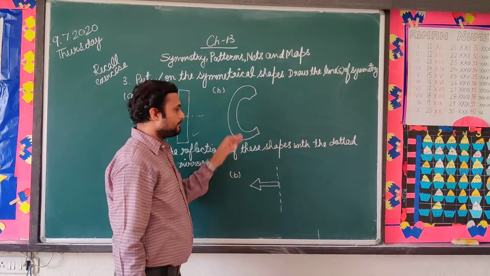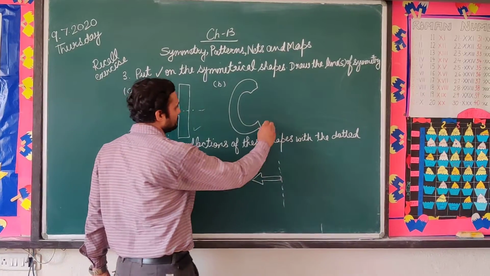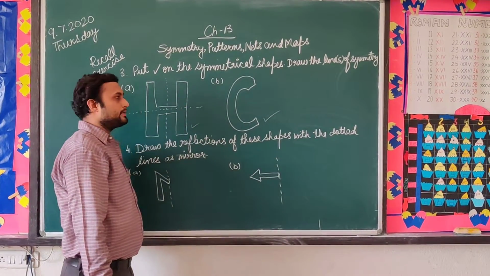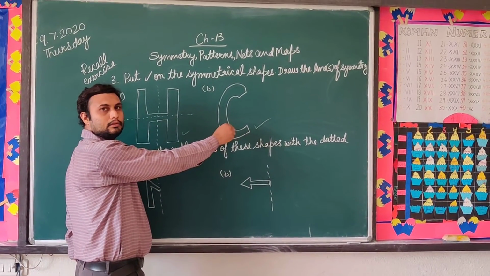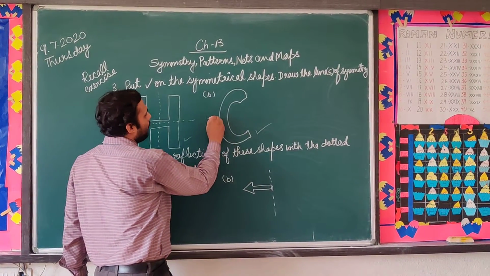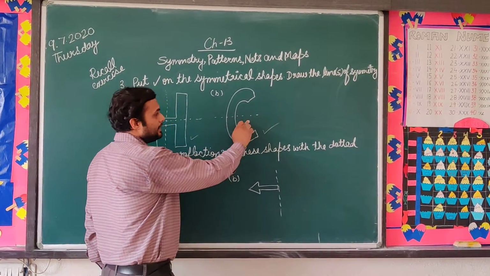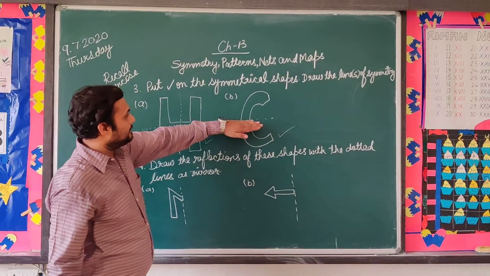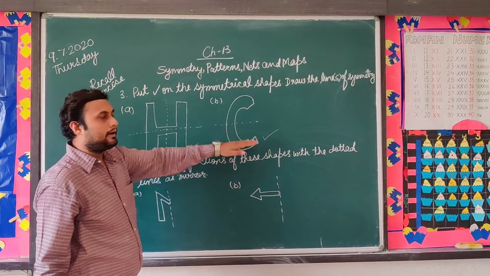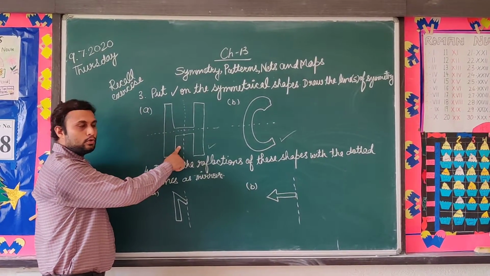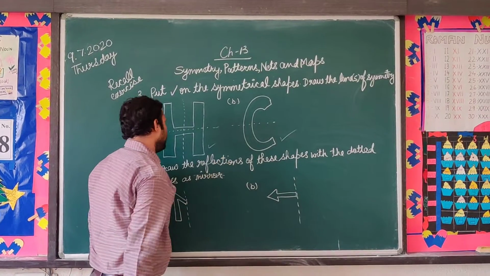Now come to C. Put tick on the symmetrical shape. Is C symmetrical? Yes, C is also symmetrical. How? Vertically symmetrical? No, it is horizontally symmetrical. If you cut this C horizontally, it will divide it into two halves. This is one equal half and this is the another equal half. So H has two lines of symmetry and C has one line of symmetry.